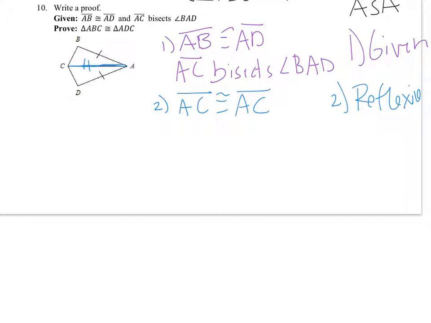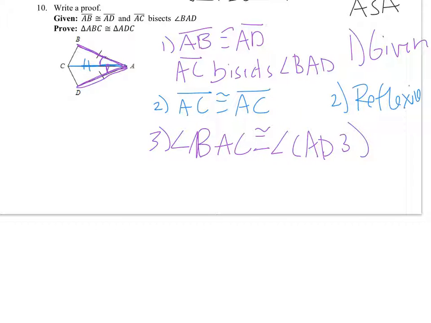And the next thing I'm going to do, it says that AC bisects angle BAD. So I'm going to highlight this first. This line bisects this angle. That means you have to know what bisect means. Bisect means cut in half. That means this angle will be congruent to this angle. So that's going to be my next statement. Angle BAC is congruent to angle CAD because of the definition of bisect.